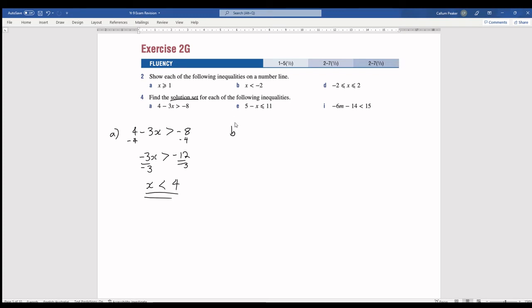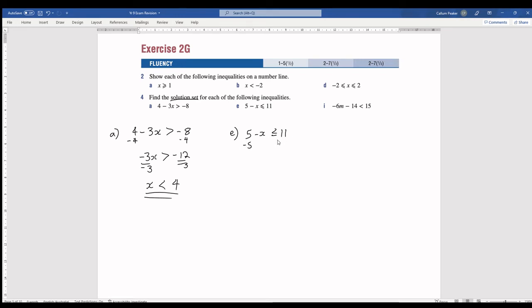Moving on to part E. I arranged these myself, so you'll notice that some of them are out of order. So part E, we have 5 minus x is less than or equal to 11. I'll try and do this one quickly.